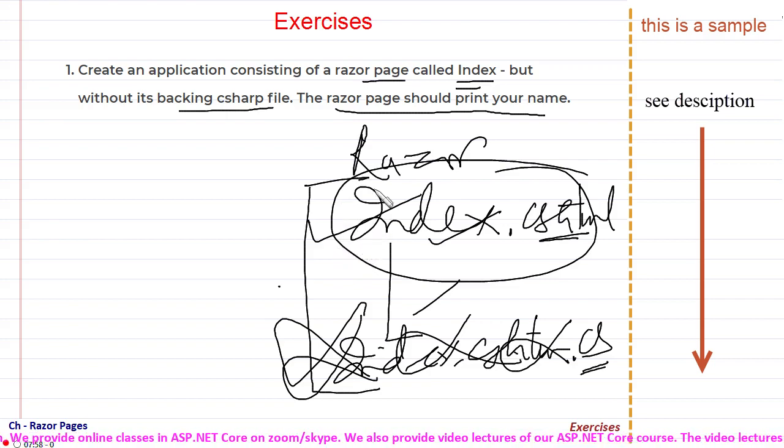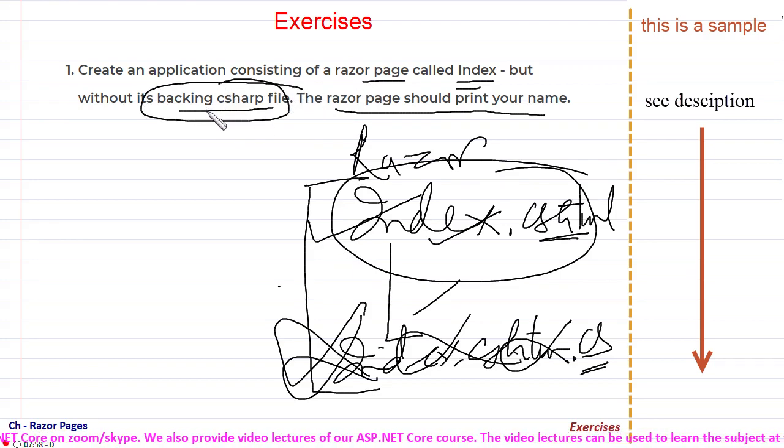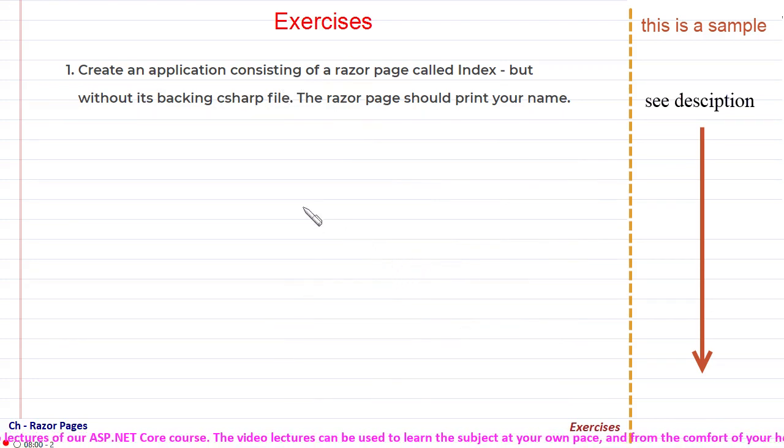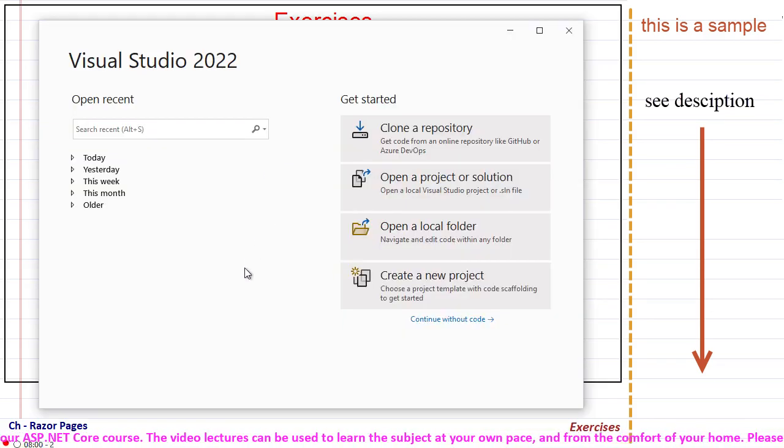So basically this question says that you have to create an application in which there is no backing C# file, and the entire code therefore has to be written in the index.cshtml file itself. So this is just a simple exercise, and let us have a walkthrough on creating the whole project.